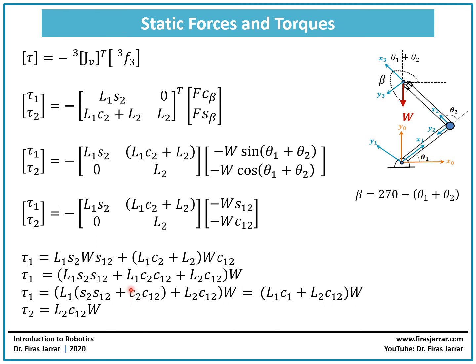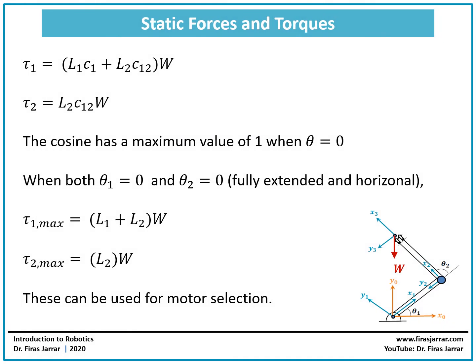This is going to be cosine of the first one minus the second angle. So it becomes cosine of theta 1 plus theta 2 minus theta 2, which becomes cosine theta 1. And this is the same result as the one we obtained in the previous slide. Same thing for tau 2. So you can see that it's a little bit more complicated when considering the formula in the end effector frame.